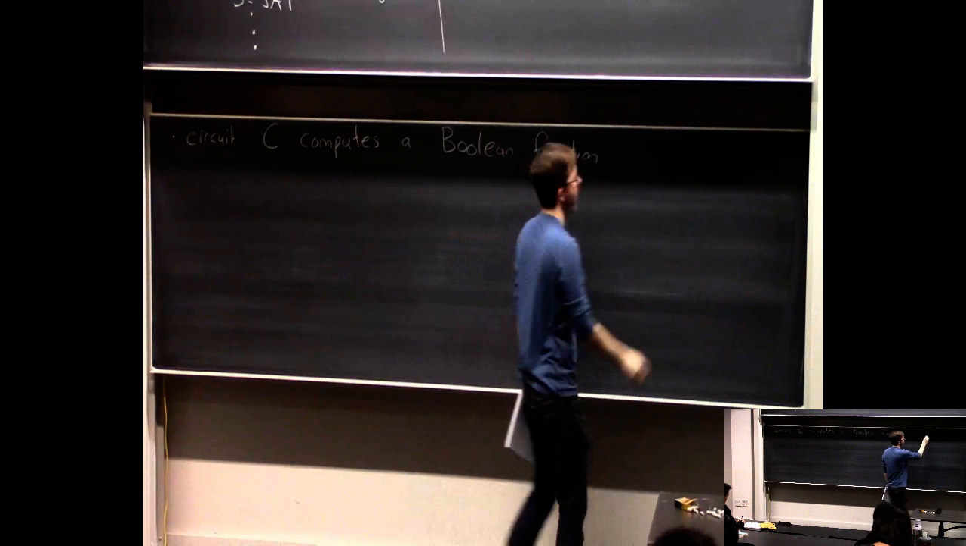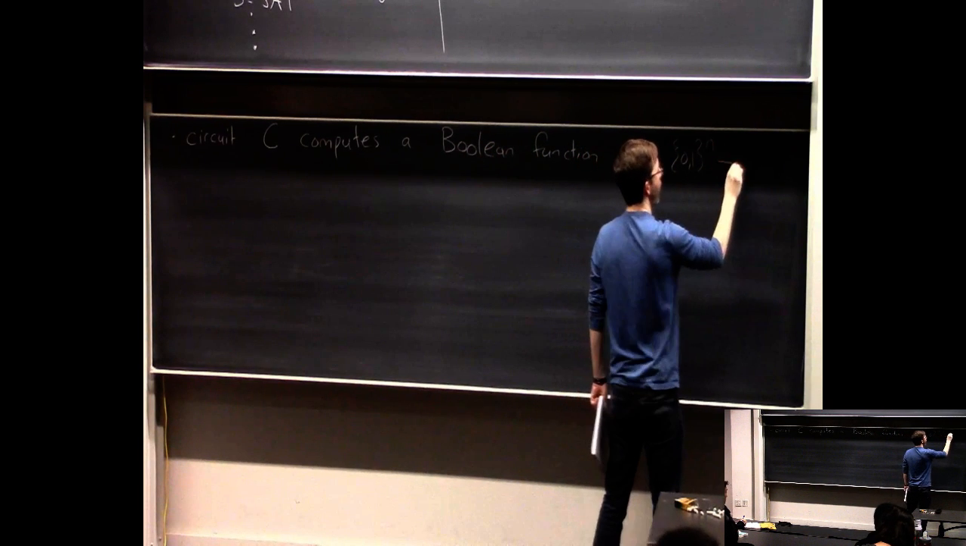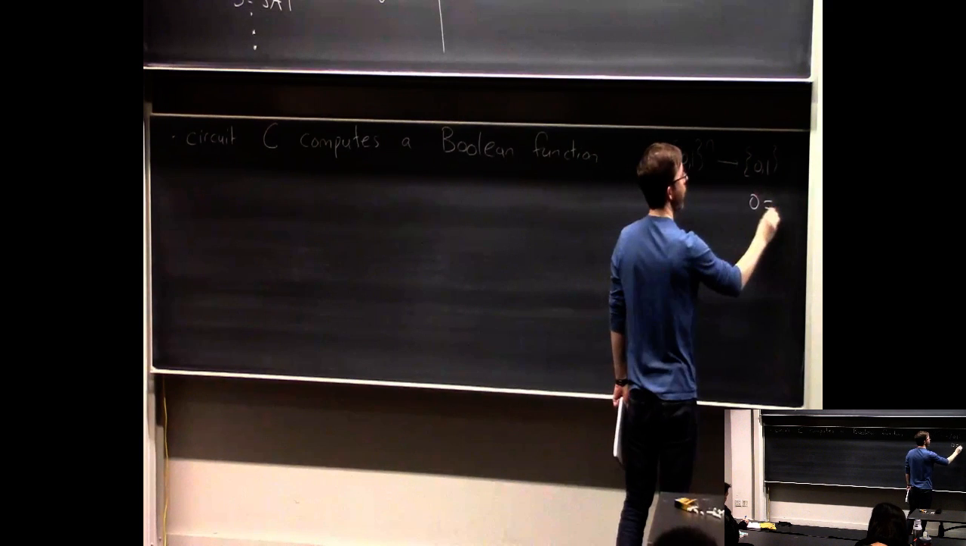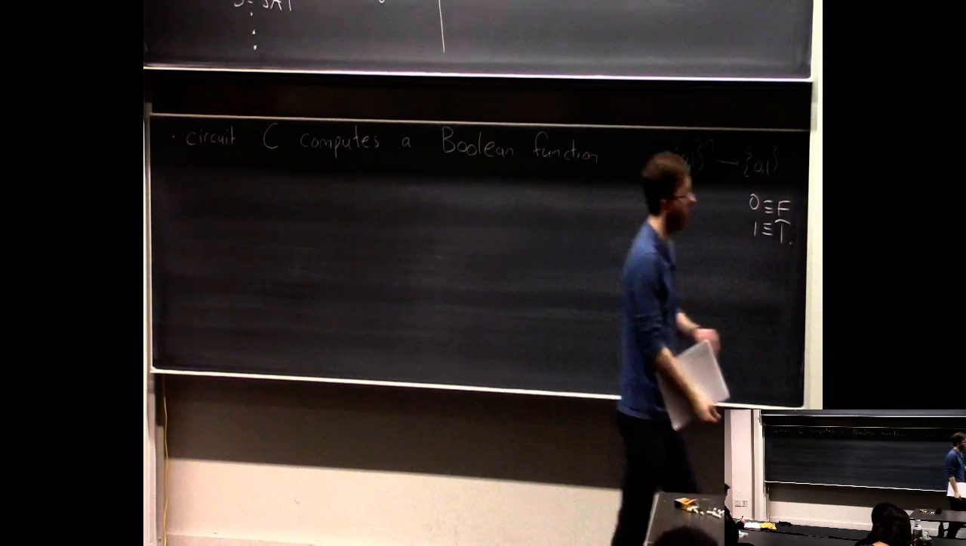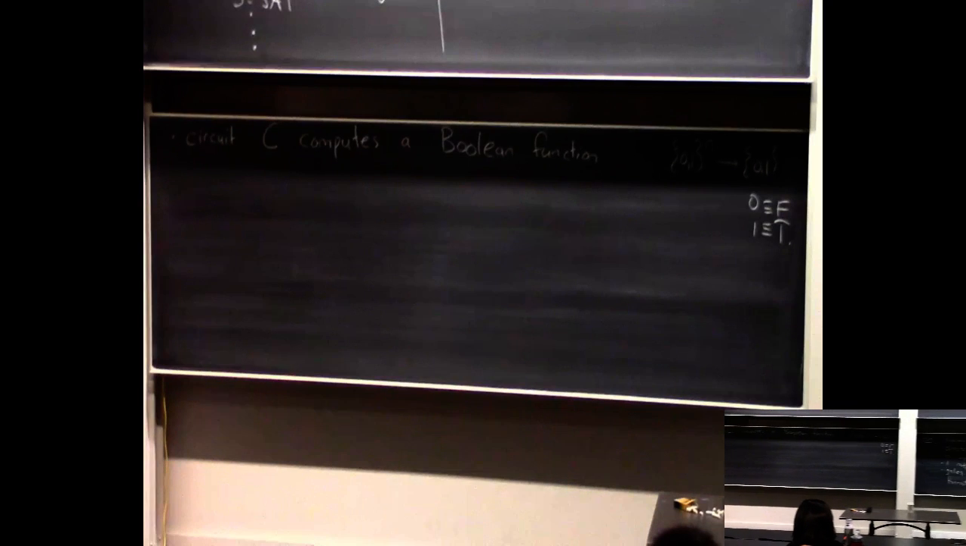Okay, which maps n-bit strings into 1 bit. So here I'm using the convention 0 is false and 1 is true. You see, for any n-bit string you put at the input, you get 1 output bit. So it computes a function like that.